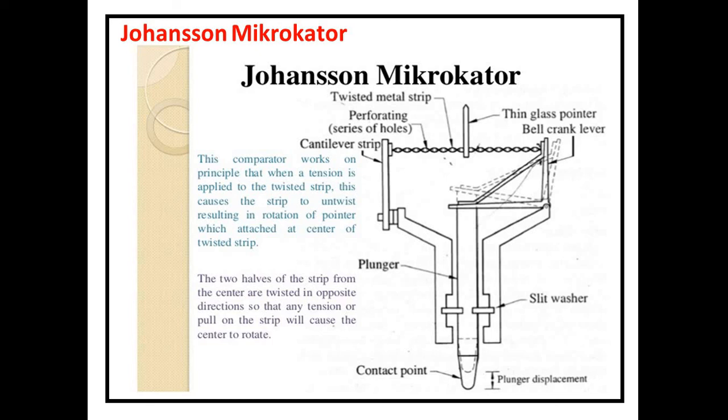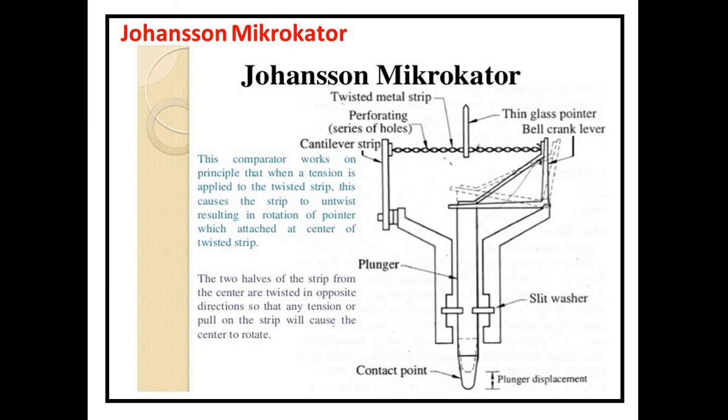Okay, the bell crank lever is formed of flexible strips with a relatively stiff diagonal. You can see that this bell crank lever is made of flexible strips and a stiff diagonal. This portion is flexible, whereas this diagonal is stiff. Now the plunger is mounted through the slit washer that we have seen.